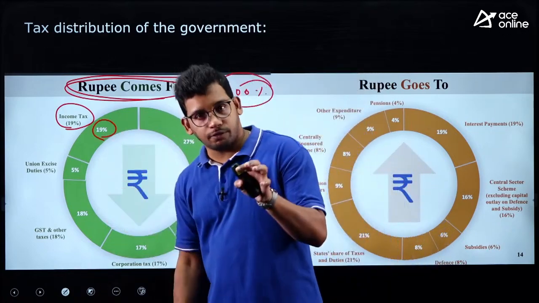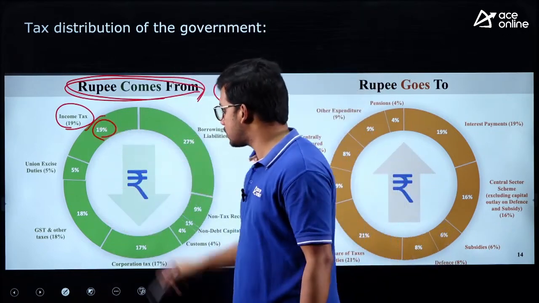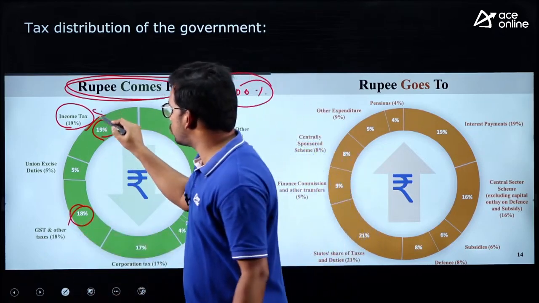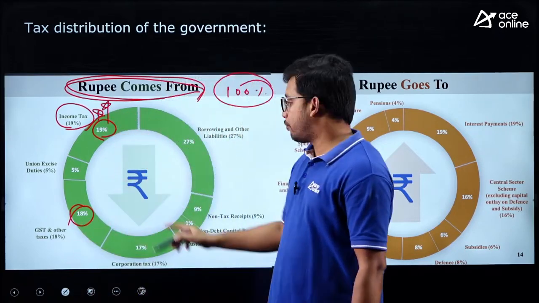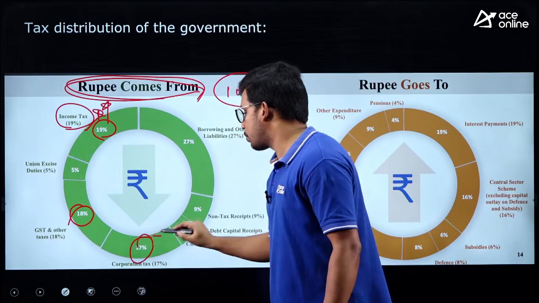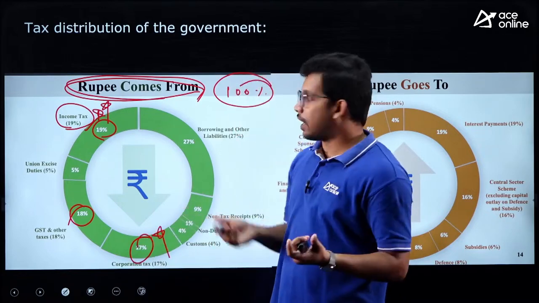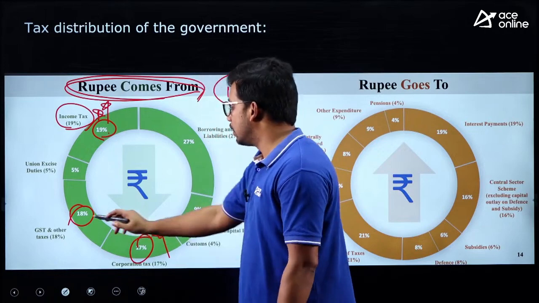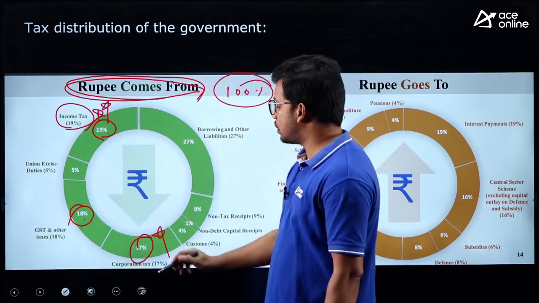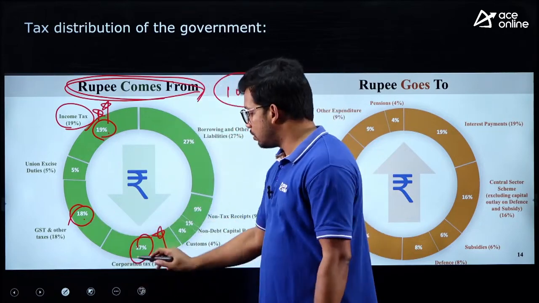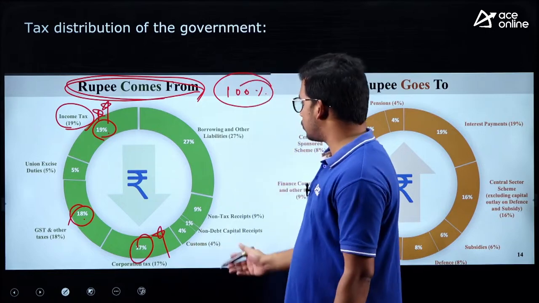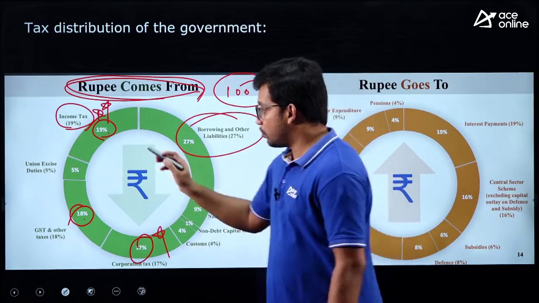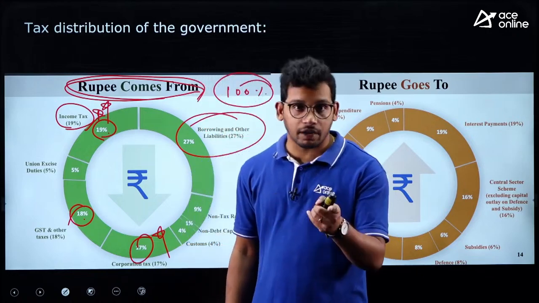19% of the total funds of the government is coming from income tax, then 18% is coming from GST. So this is the most dominant one, need to remember, followed by GST and then corporate tax. So out of the 100 pies, government is getting 19 pies from the income tax, 18 pies from the GST, 17 pies from the corporate tax, and after that you can see the distribution. 27% are borrowings.